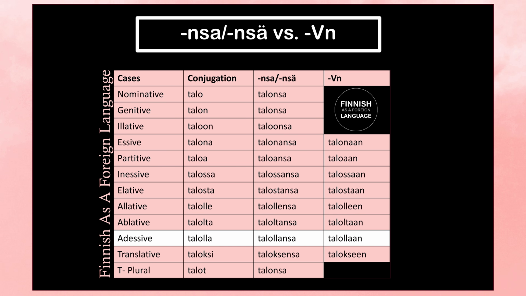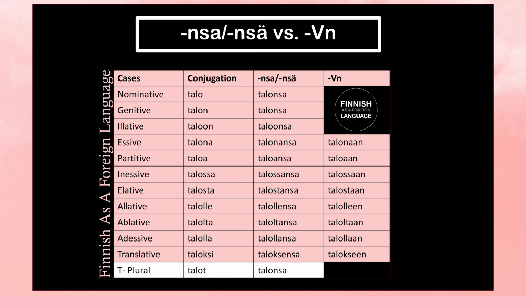Adhesive case, talolla, also ending in a short vowel. That means here we can also say talolansa or talolan. And our last one, translative case, taloksi, which also ends in a short vowel. So that means we can also replace here the third person's possessive suffix nsa with the other form, vowel n. So that means we can say taloksensa or talosken.